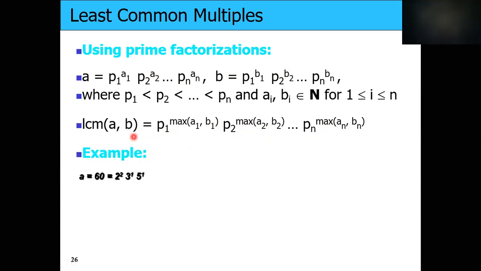This is one of the examples. Here you can see I just collected the max of the powers between these two. The max of 1 and 2 is 2, the max of 1 and 3 is 3, the max of 1 and 0 is 1. But in case of GCD, you get the minimum of these powers. So the LCM is always greater than or equal to the GCD.